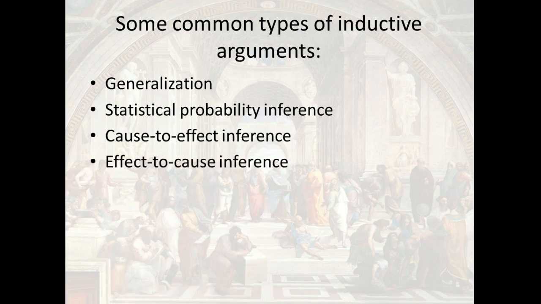We can go the opposite direction. We see an effect and we reason to a cause. This is applying a known causal rule again, linking cause, C, to effect, E.